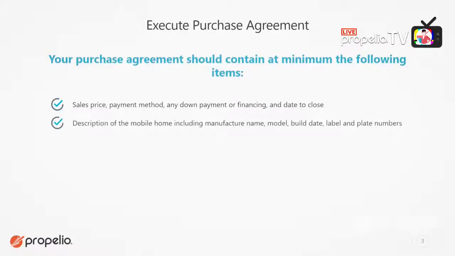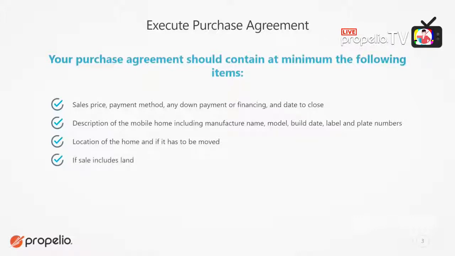A description of the mobile home, including the manufacturer name, model, build date, label and plate numbers. Remember, label and plate numbers have their own class. We're going to need the location of the home, and if it has to be moved. I don't want to purchase a home and then find out after I've purchased it that the seller will not allow that home to remain in place. That is an important piece of this purchase agreement. You do not want to find out after the fact that you're going to have to move the house.